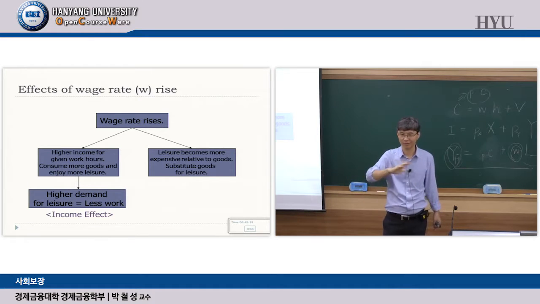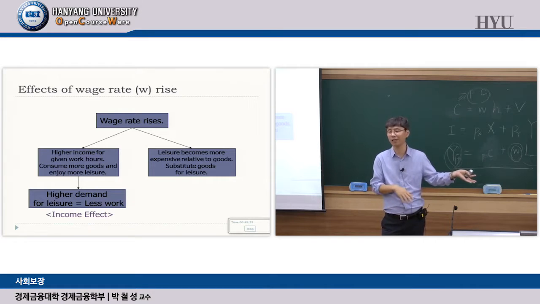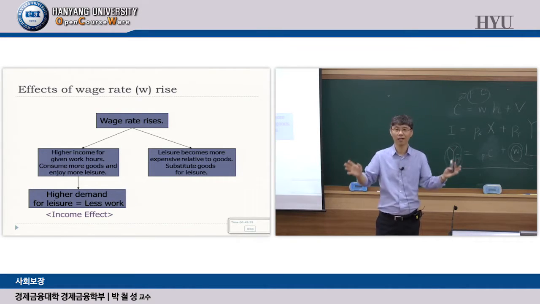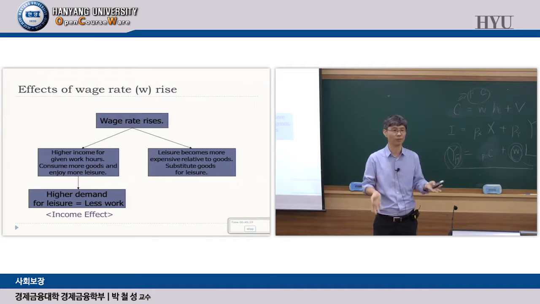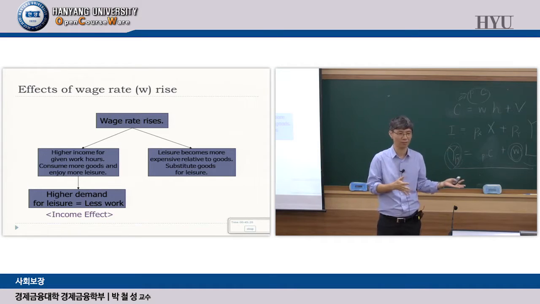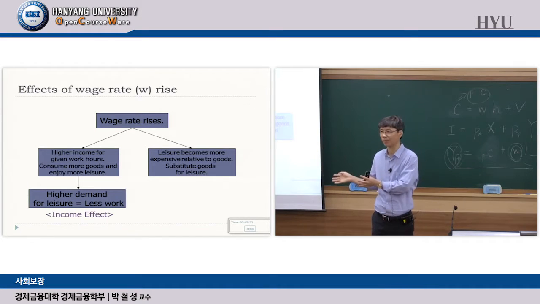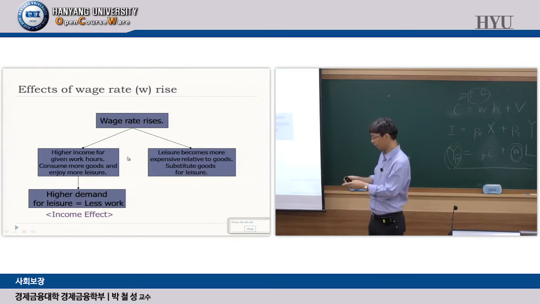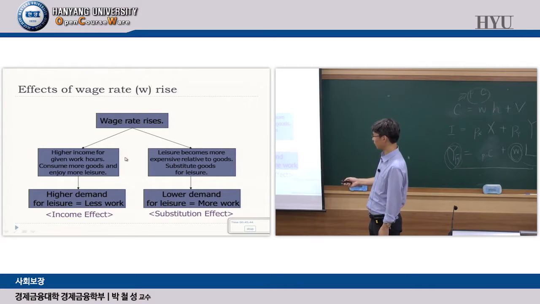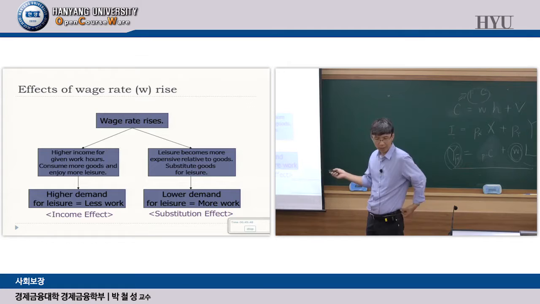Okay, get it? So there are two ways of thinking. One way is that since I can earn a lot with less work, probably I should cut down the work. Or the other way of thinking is that I lose so much money now. If I do not work, I should work more. So there are two conflicting ideas. So this one is lower demand for leisure, so more work. So there are two sides.